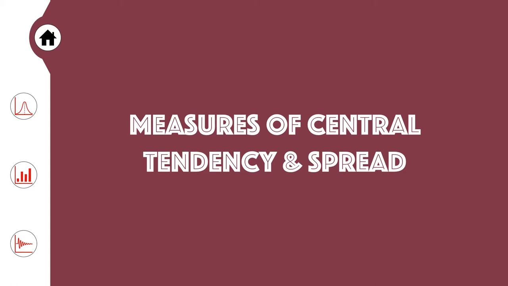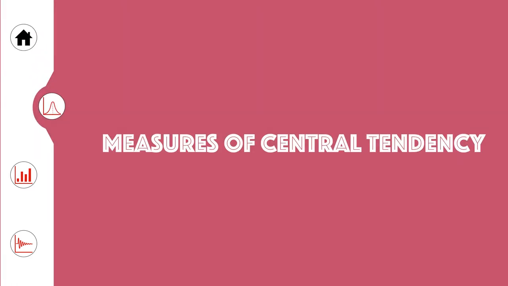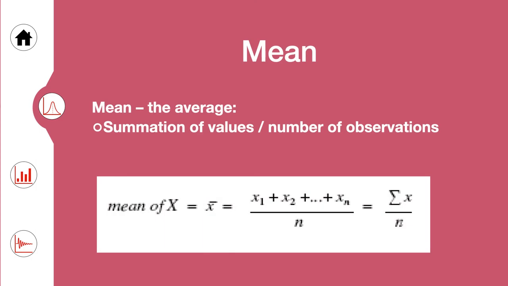Okay, so without further ado, measures of central tendency and spread. First we'll go over the measures of central tendency, and these basically mean the mean, mode, and median. Right, so the mean is the average, that's another term for it. The equation for this is the sum of all values divided by the number of observations.